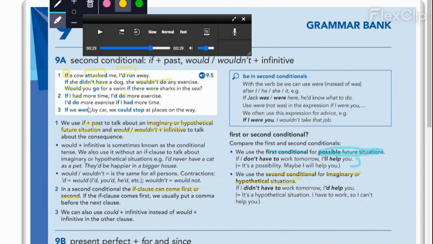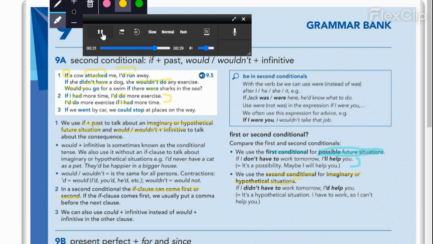Here you can see that it is the same sentence, but they are put the other way around. We have the if clause in first position and then in the second position, okay? And let's listen to the last example.